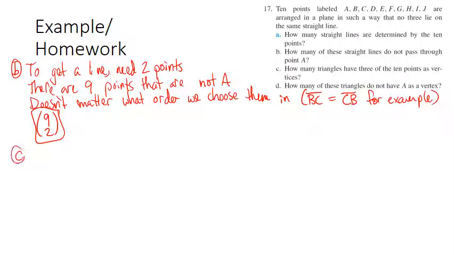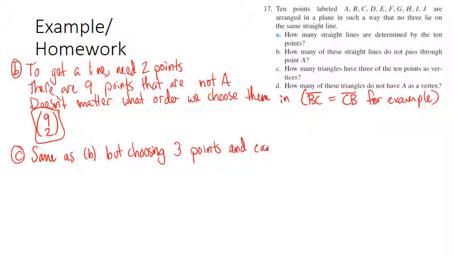All right, then part C. How many triangles have 3 of the 10 points as vertices? This is basically exactly the same as part B, except that instead of choosing 2 points, we need to choose 3 points. So same as B, but choosing 3 points. So this is just going to be 9, oops, but we're allowed to use A now. So we can use A. So this is going to be 10 choose 3.